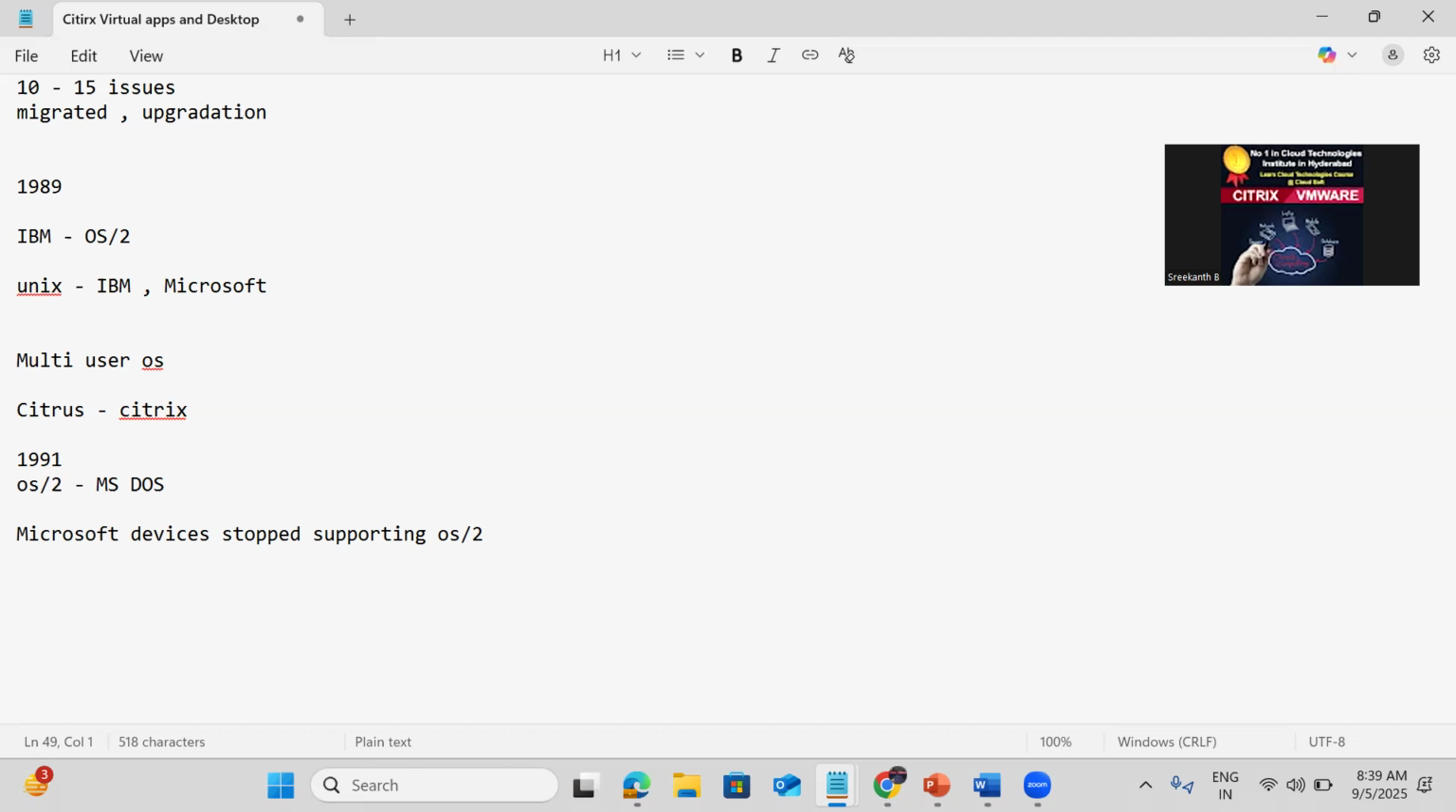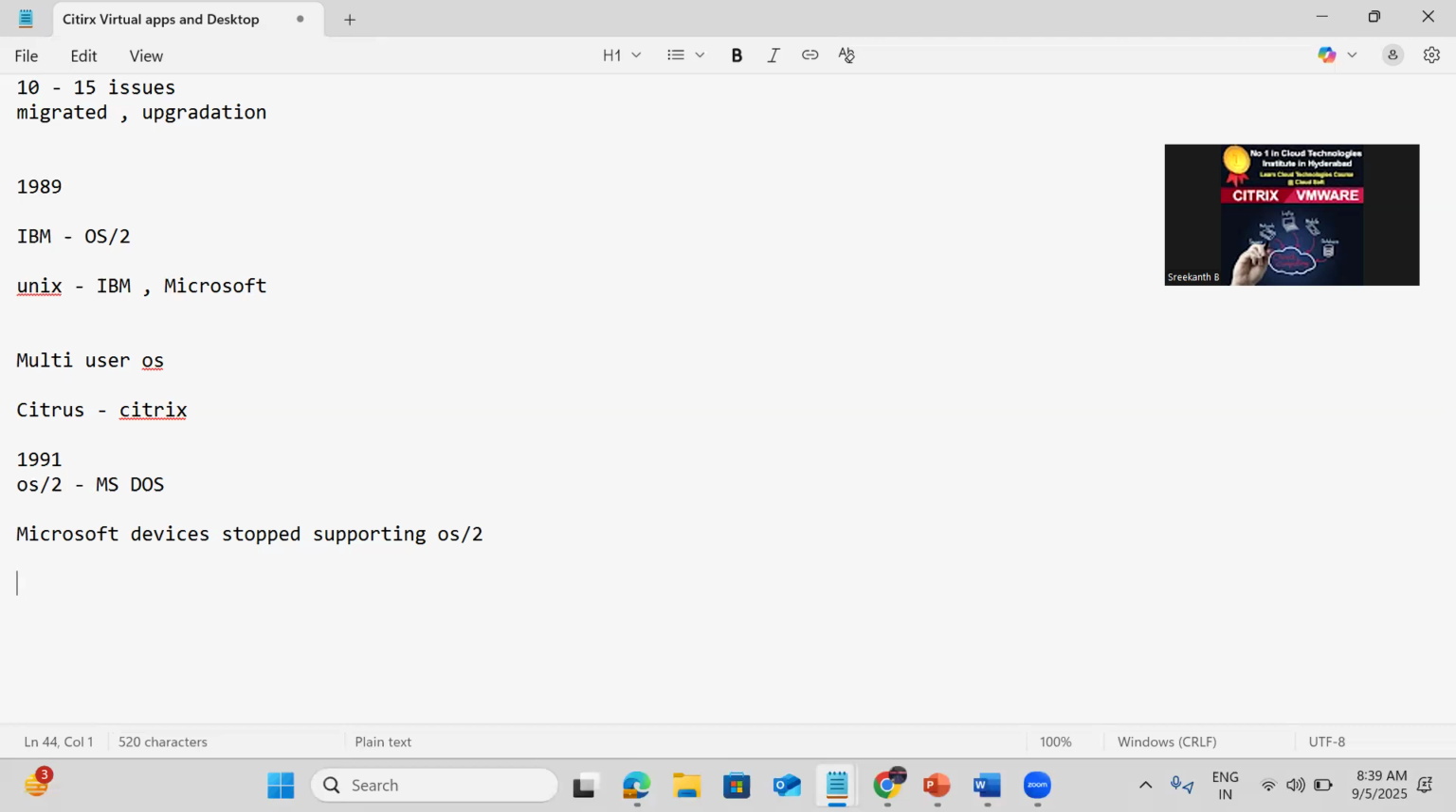IBM had a team for OS/2 and used to provide support for it, but they got an idea of making a multi-user version of the operating system. IBM did not accept that proposal because they felt OS/2 was losing the market. They went ahead anyway, but after two years the product was a huge failure in the market.